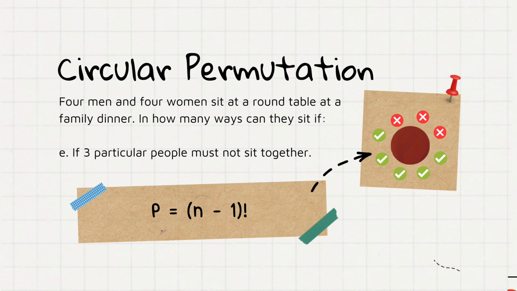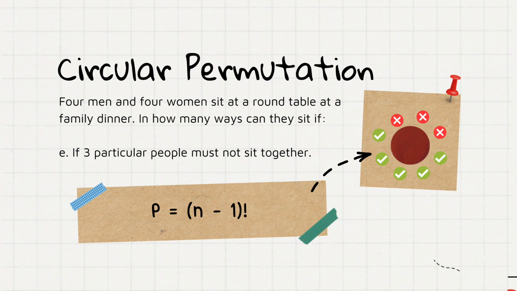To solve the problem, we should first solve for the total number of ways they can sit and subtract from it the number of ways three particular people sit together. Since we have 8 people, the total number of ways is 7 factorial, or 7 times 6 times 5 times 4 times 3 times 2 times 1. So the answer is 5040 ways.